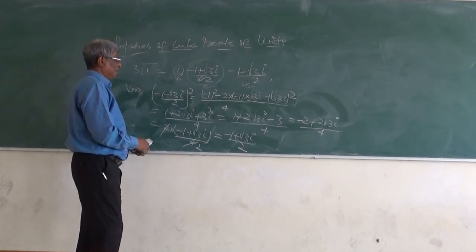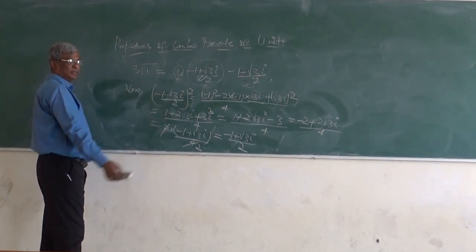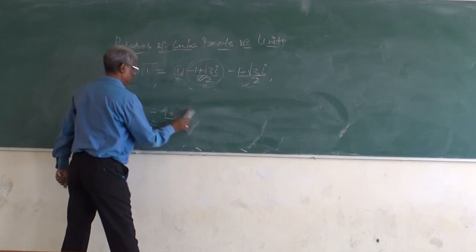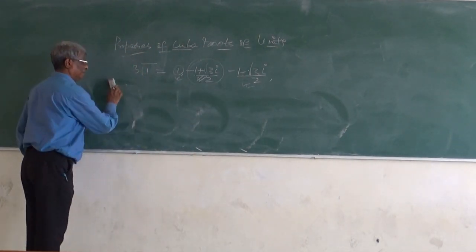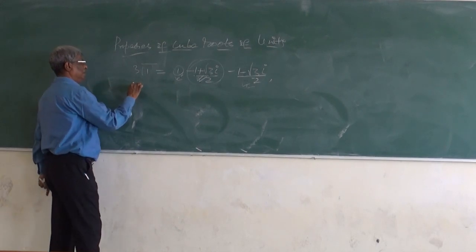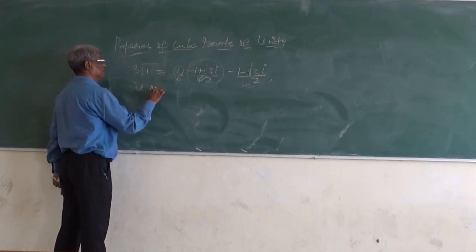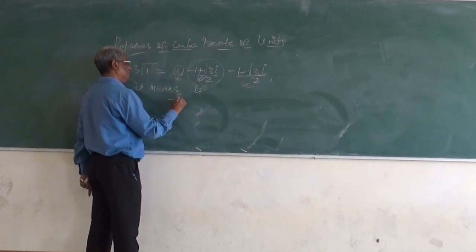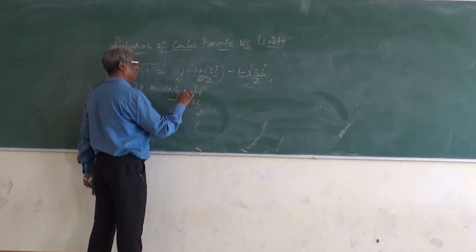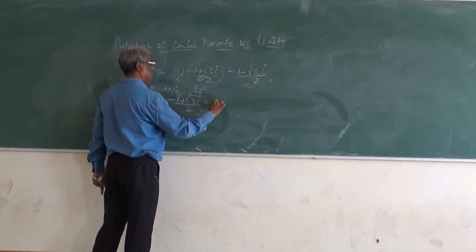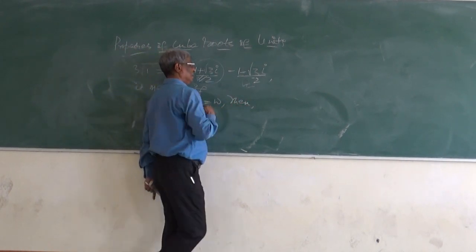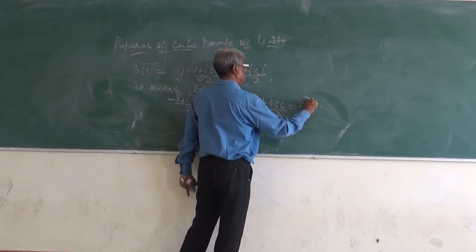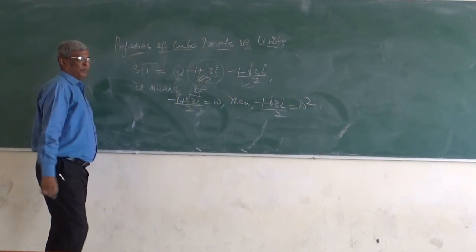In this way you can see, please see, a very very important fact is, if you take minus 1 plus root 3 iota divided by 2 is equal to omega, then minus 1 minus root 3 iota divided by 2 will be treated as omega square. So this is the proof of the second property.